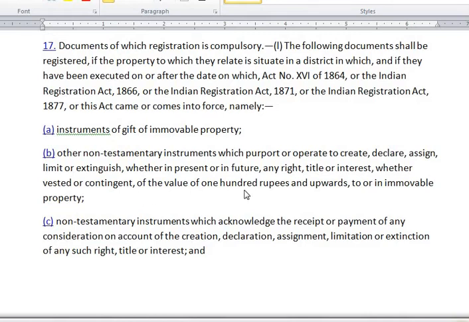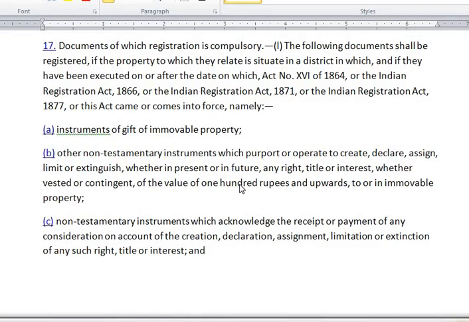So that can be a contract, that can be a disposition. So any such transaction by which you are creating a right upon an immovable property of 100 rupees or more, that always has to be registered. So all those contracts, grants or dispositions which are of the value of 100 rupees or more related to immovable property, they all need to get registered.